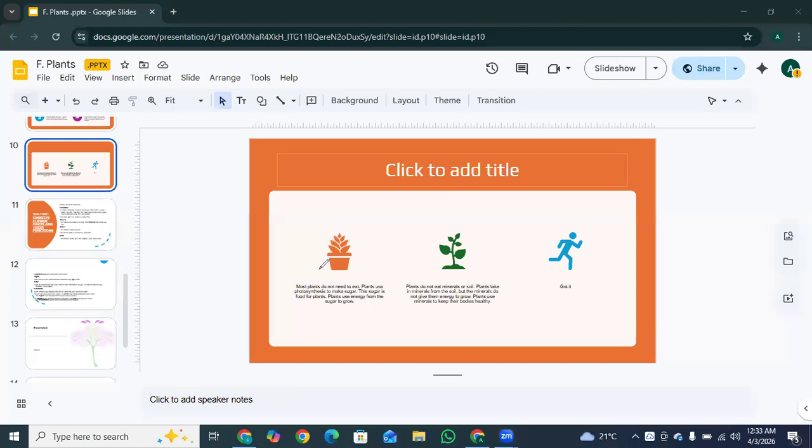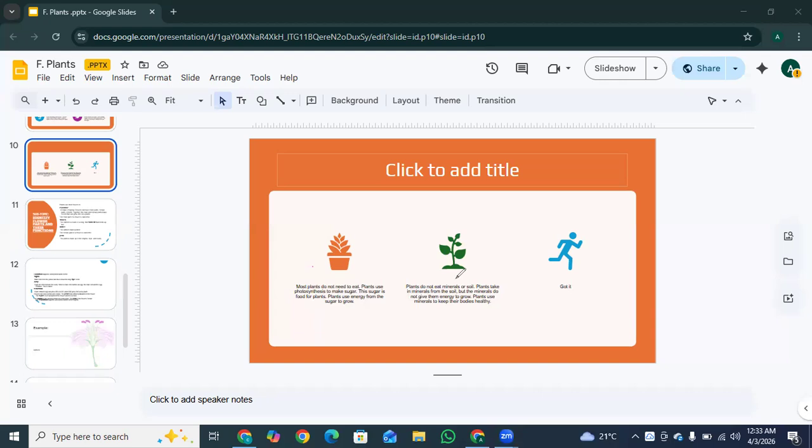Okay. The next one is most plants do not need to eat. Plants use photosynthesis to make sugar. This sugar is food for plants. Plants use energy from the sugar to grow. Okay? Plants use three main ingredients to make the sugar. The first one is carbon dioxide, the second one is water, and the third one is energy.